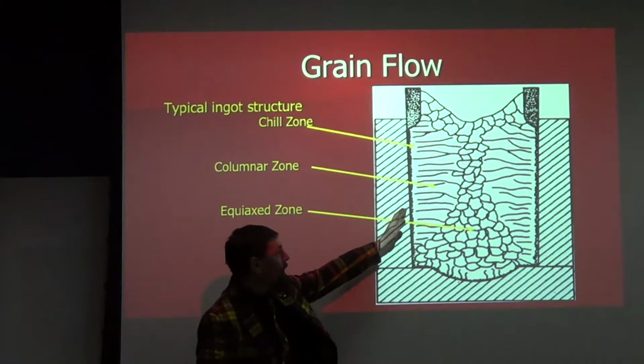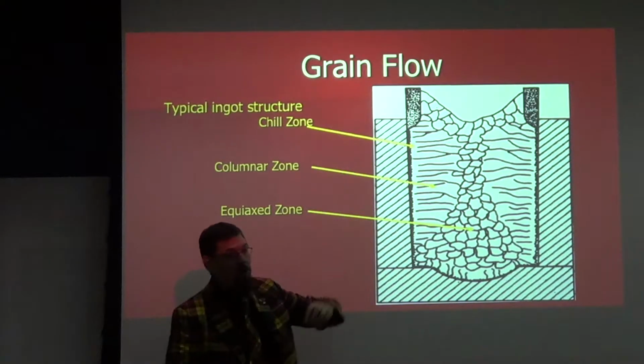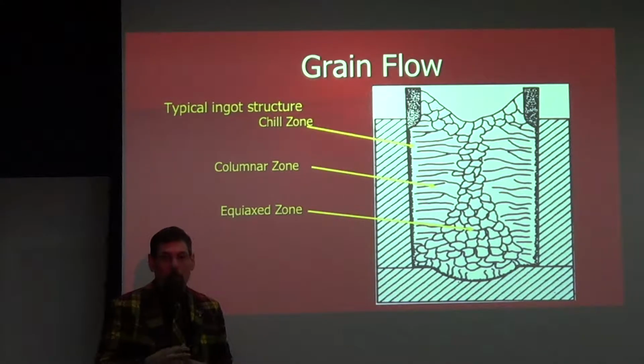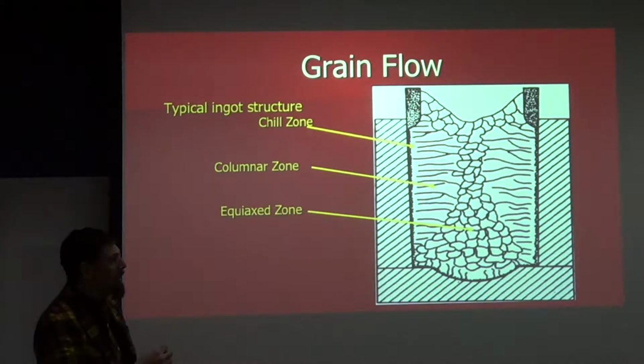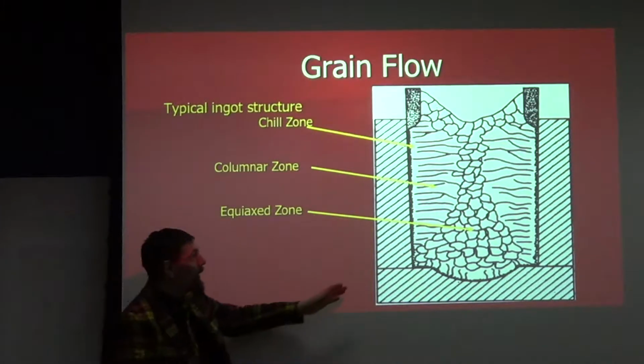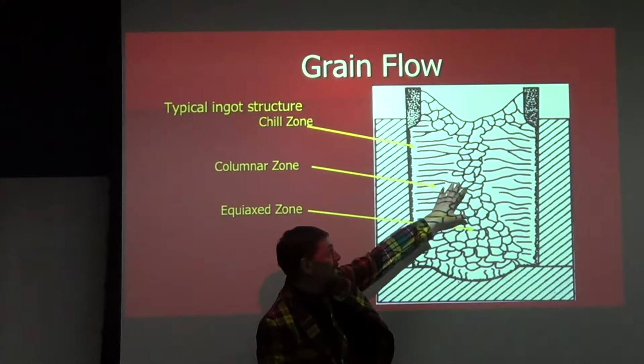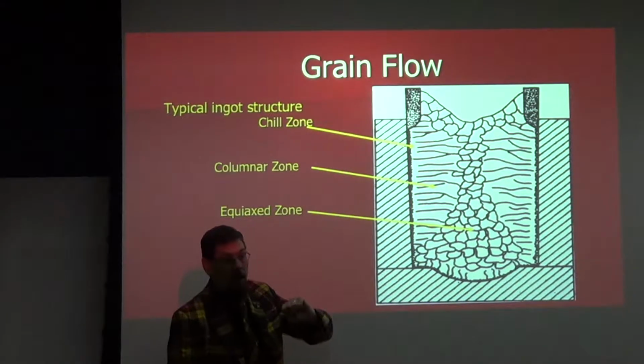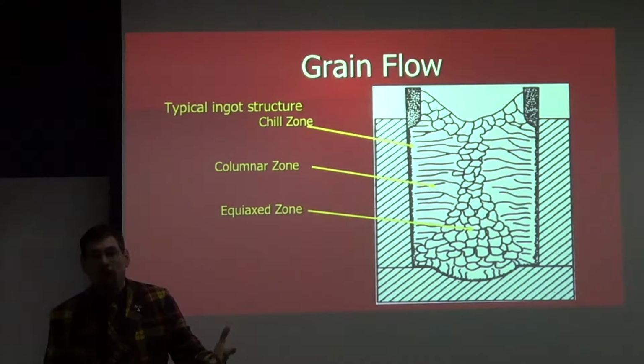But then as you move further in, you'll start to have grains which we call columnar. They have a very distinct radial arrangement. And then at the very center of the ingot, the last metal to solidify, you're going to have, again, equiaxed grains, but they're going to be quite large.